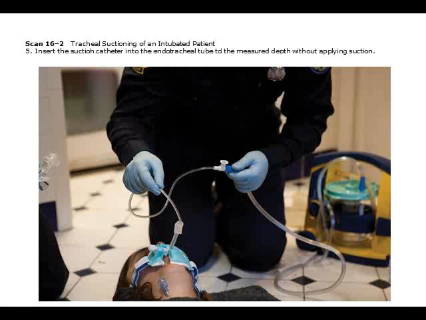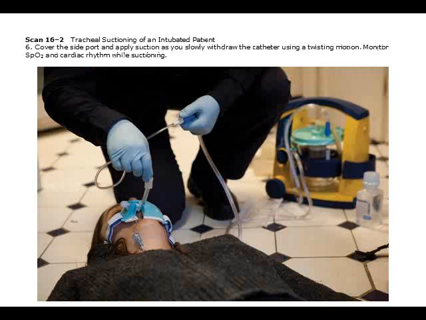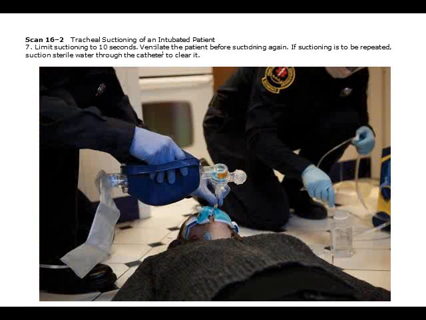She's going to then insert the suction catheter down the endotracheal tube to the measurement that she had previously done. Most of these also have little marks on them that you can keep in mind for how far you need to go. She covers the side port, or the whistle, and slowly withdraws the catheter using a twisting motion. In the meantime, continue to monitor your patient. It's a good thing for your partner to be doing, to make sure that they don't brady down. And they're kind of twisting.